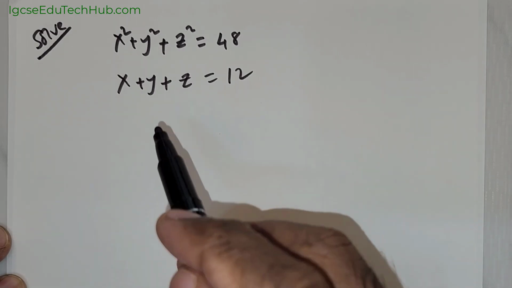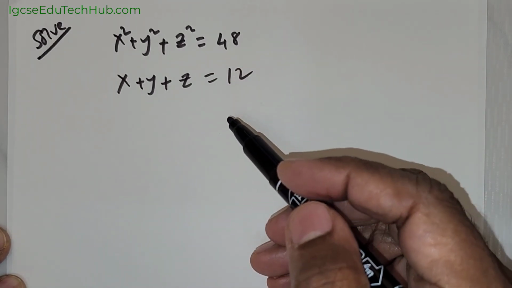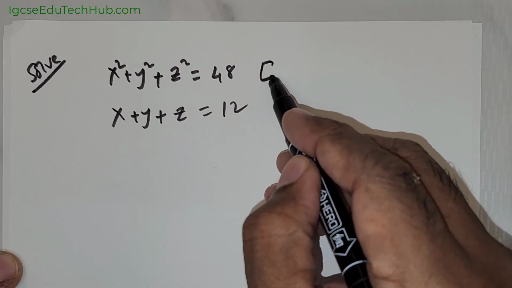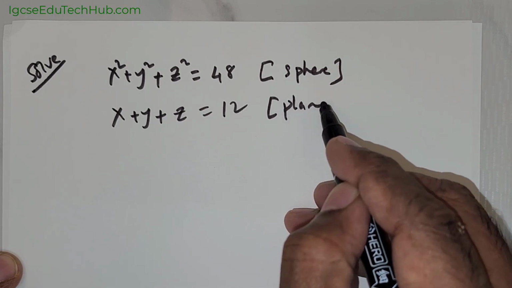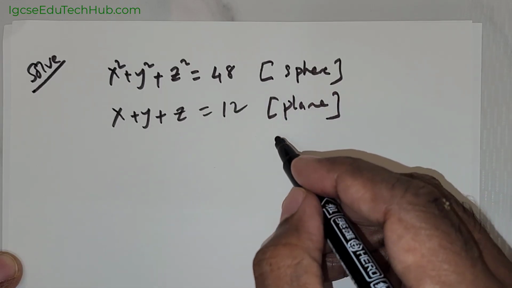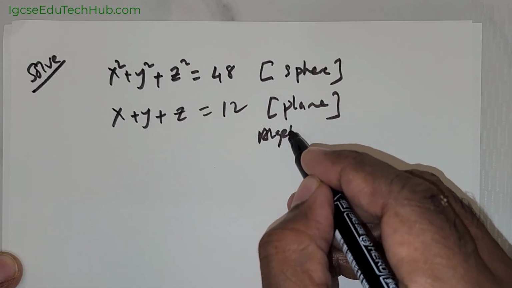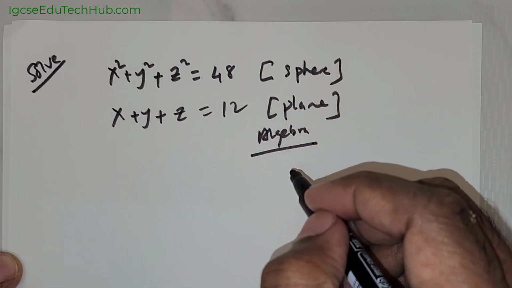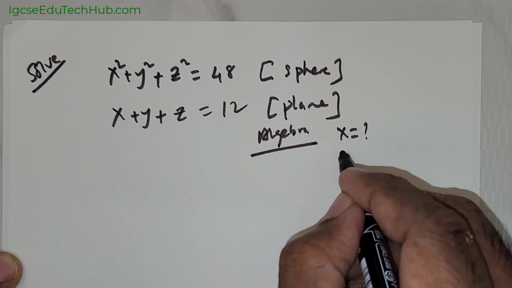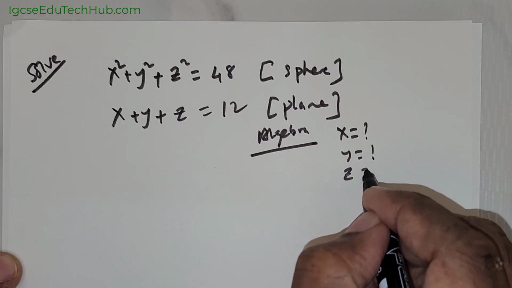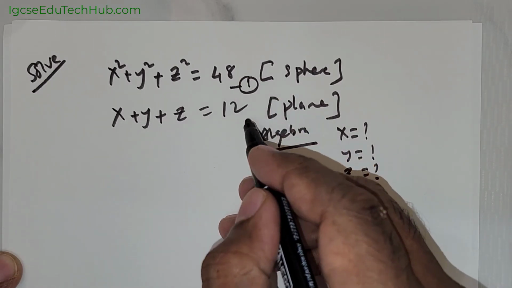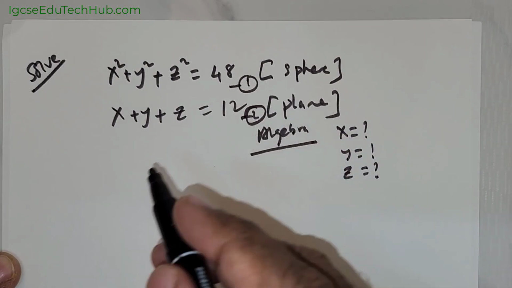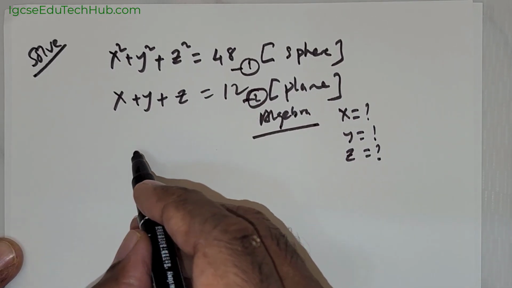Good day everybody, we are expected to solve these two equations. Now this is a sphere and this is a plane. Now we can use geometry to solve, but I will be using algebra to solve and find the value of x, y and z. So foremost, let me take this as 1 and 2.